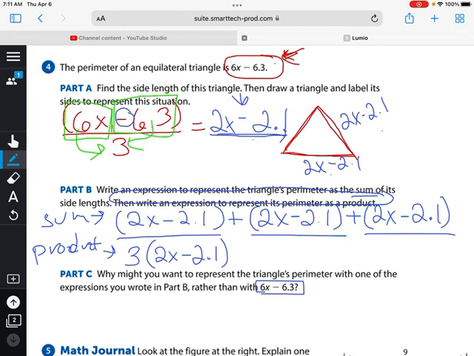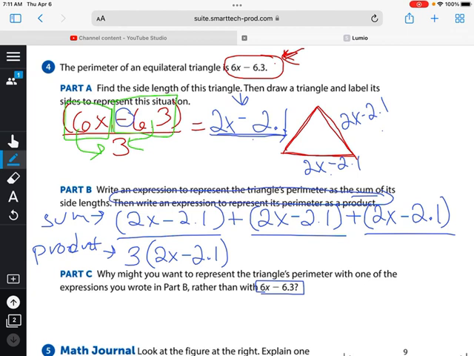What is the point of the expression? Is the point of the expression to just kind of give me an overall total? Or is the point of the expression to give me more information so that I can make deductions easier? So let's talk about what each one of these expressions tells me.